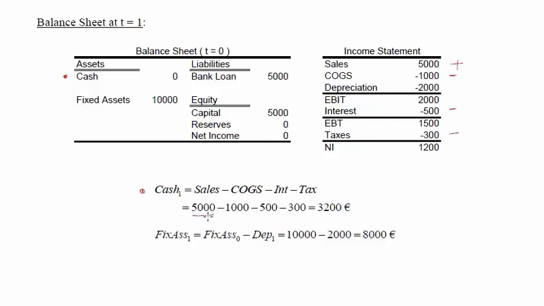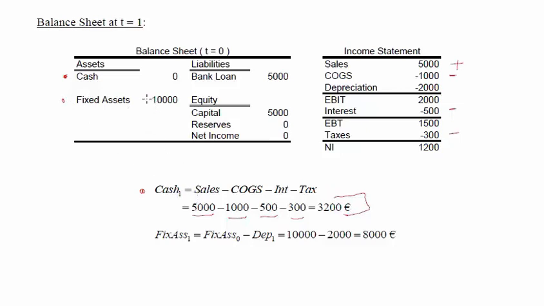So we receive this from sales, we pay this from the cost of the goods sold, we pay this on interest in the bank, and we pay this to the tax authorities. So this will be the amount that will be available in cash after 1 year. Okay.